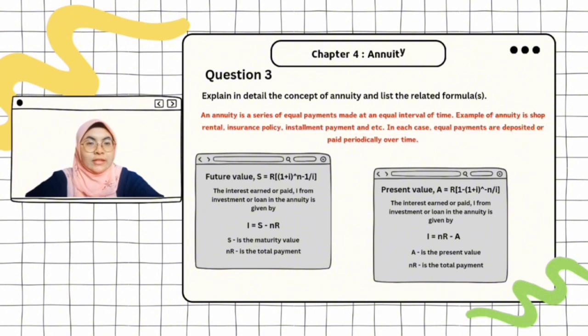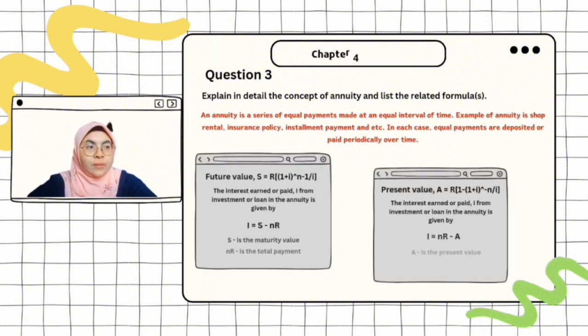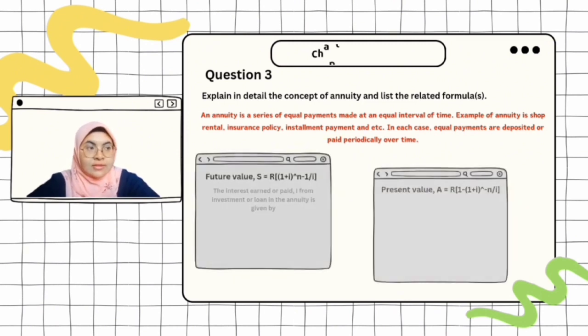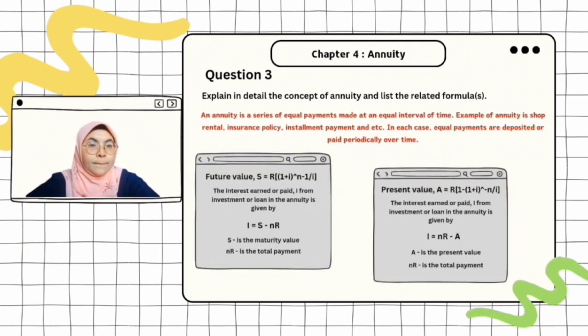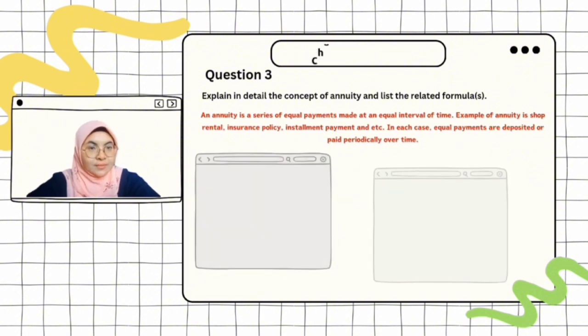So we're going to the next chapter, which is chapter 4, annuity. For question 3, explain in detail the concept of annuity and list the related formula. As we know, an annuity is a series of equal payments made at an equal interval of time. Examples of annuity are shop rental, insurance policy, installment payment, and so on. In each case, equal payments are deposited or paid periodically over time.